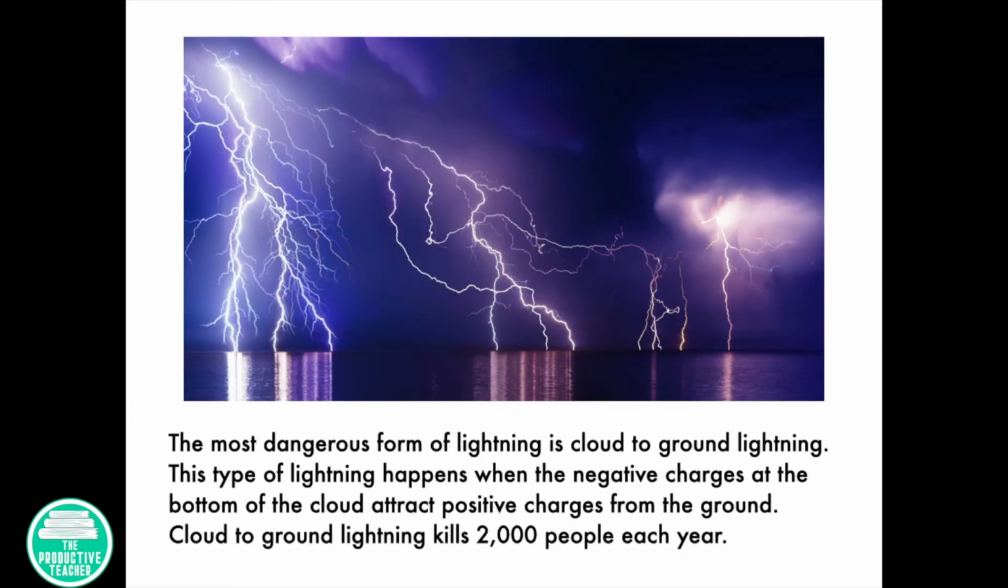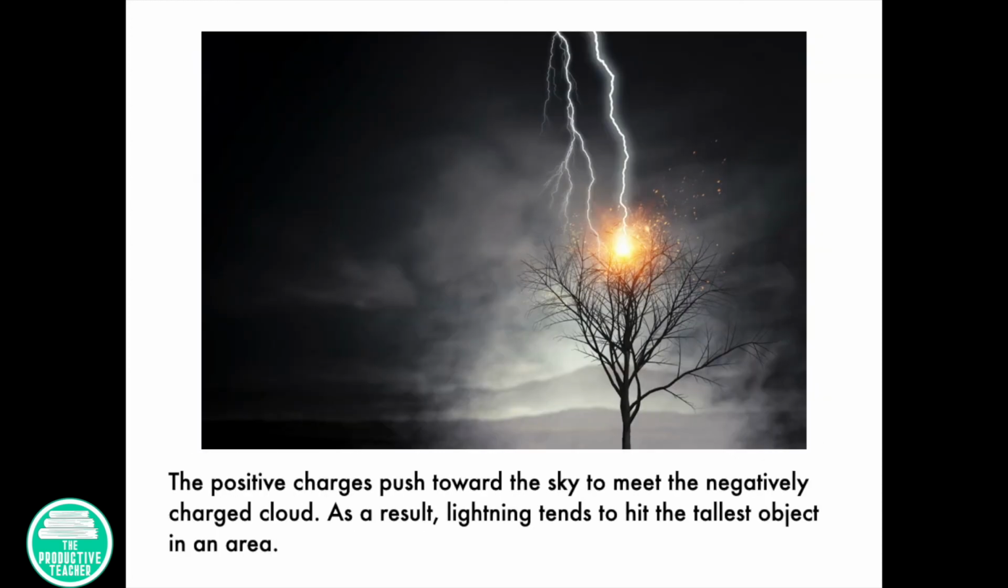The most dangerous form of lightning is cloud-to-ground lightning. This type of lightning happens when the negative charges at the bottom of the cloud attract positive charges from the ground. Cloud-to-ground lightning kills 2,000 people each year. The positive charges push toward the sky to meet the negatively charged cloud. As a result, lightning tends to hit the tallest object in an area.